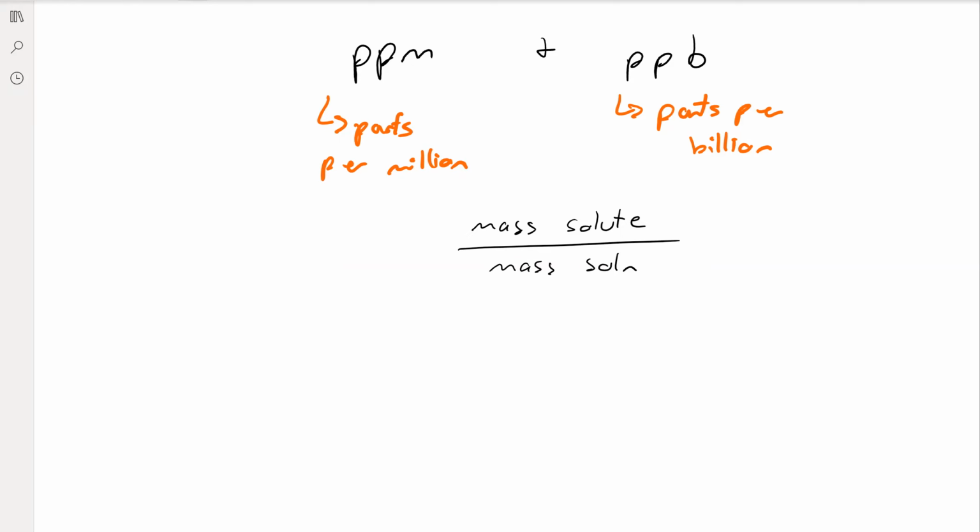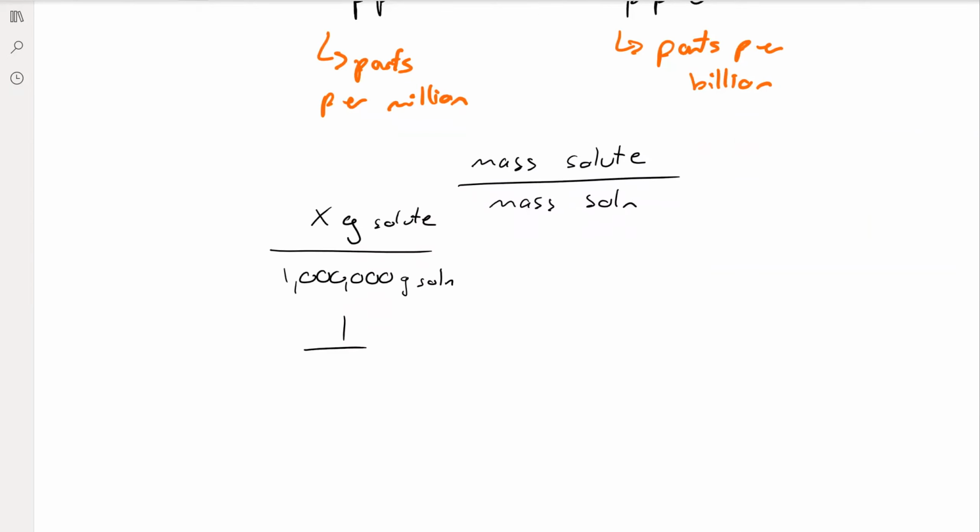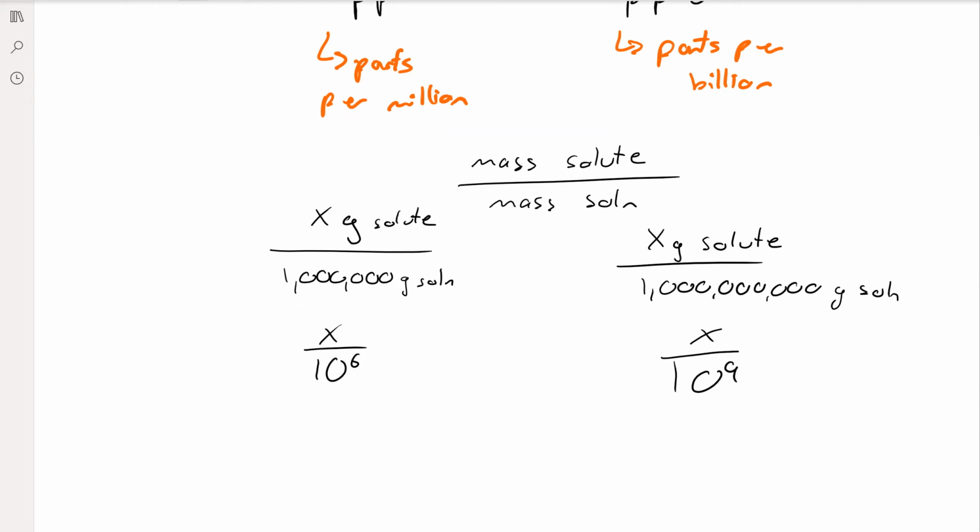ppm, obviously million. So what it means is, X grams of your solute over 1 million grams of your solution. So that also includes the solute. That can be written as your X over 10 to the 6. And then parts per billion, right? Same thing, just now billion instead of million. And that's 10 to the 9th.